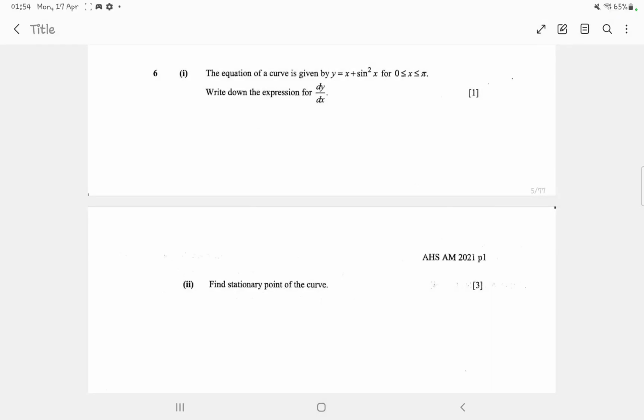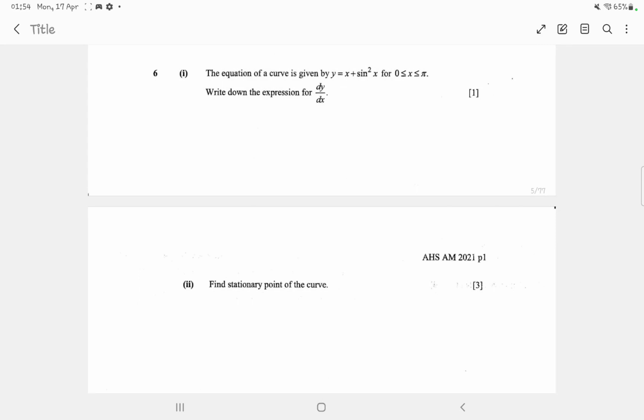Let's go on to question 6 on differentiation this time. Question 6 is the equation of a curve is given by y equals x plus sine squared x for x more than or equals to 0 and less than or equals to pi radians. So take note that this question is in the form of radians, okay? So you need to change your calculator from degree to radian.